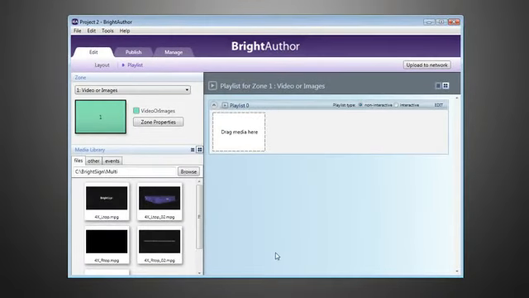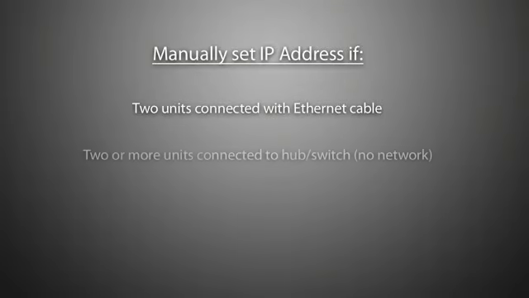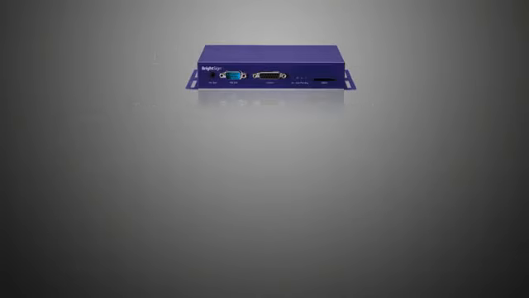Secondly, even though BrightSign's multi-screen synchronized displays don't require an internet connection, we will need to determine if an IP address needs to manually be set on our master unit or not, depending on how our units are connected. We will need to manually set the IP address if we have two units connected directly to each other using one Ethernet cable, two or more units connected to a hub or switch not part of an existing network, or two or more units connected to an existing network with no DHCP.